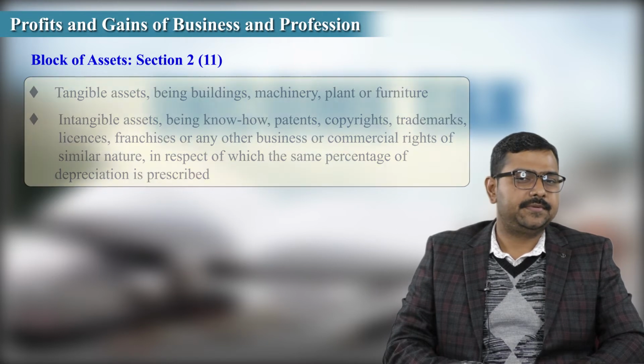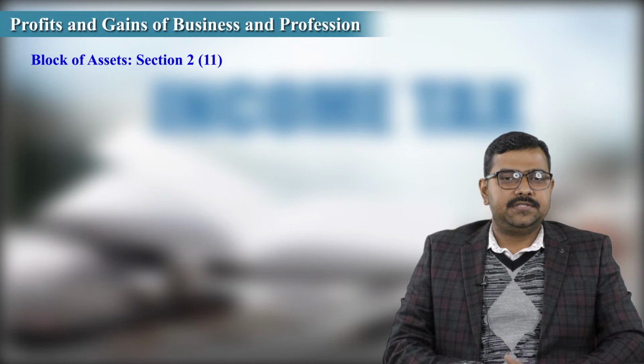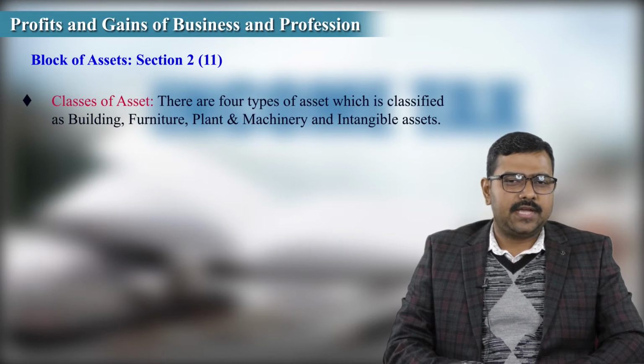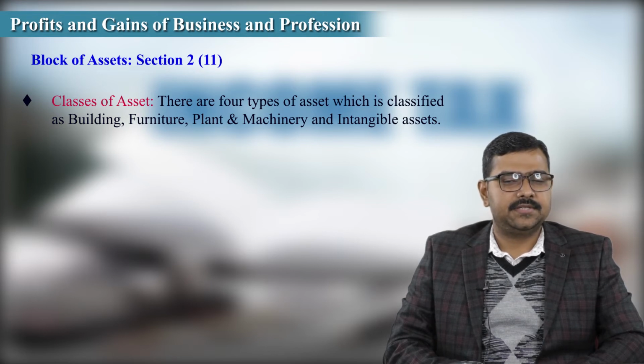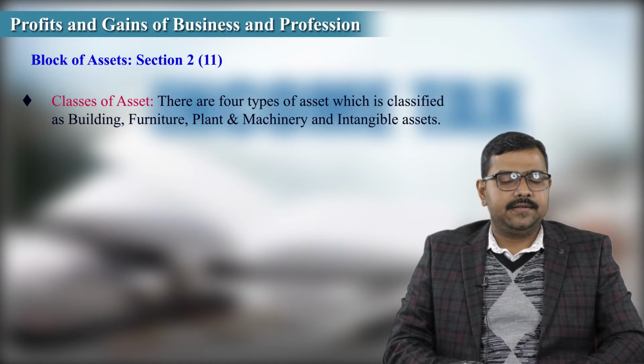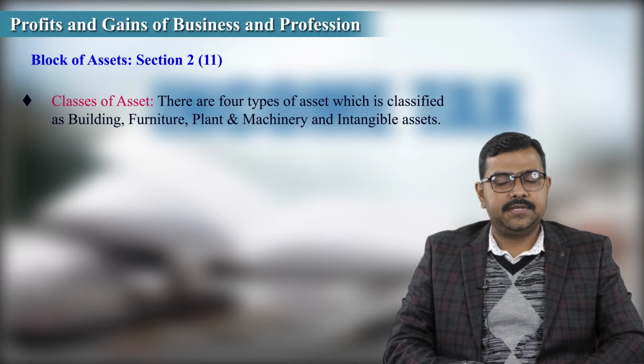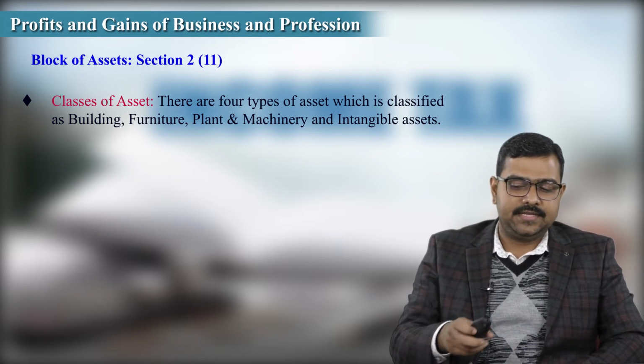depreciation is prescribed. Now, there are some rates which are defined under the Income Tax Act. On the basis of that rate, we will charge the depreciation. So, classes of assets. There are 4 types of asset classified as building, furniture, plant and machinery, and intangible assets. So, in the Income Tax Act, assets are classified into 4 types. First is building, next is furniture, then plant and machinery and intangible assets. And the rate of depreciation is also defined under the act, which is as follows.